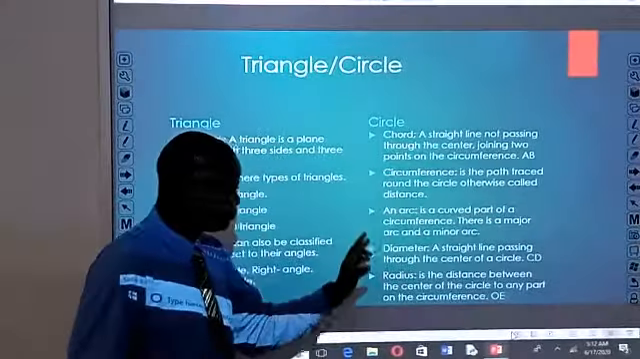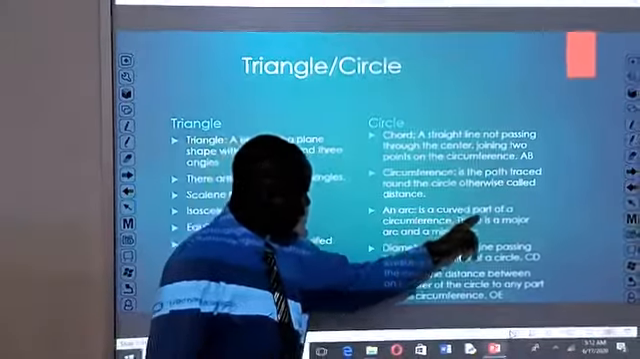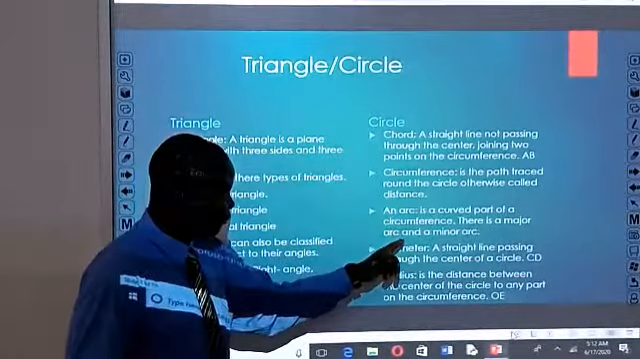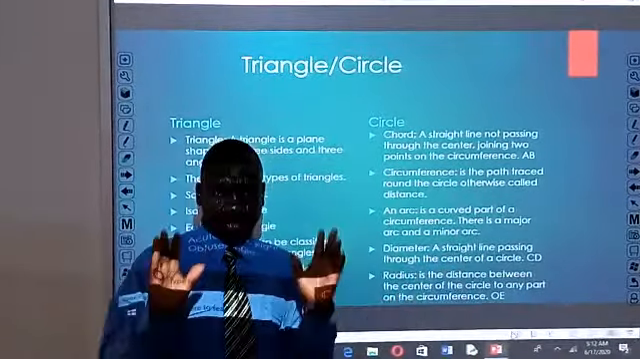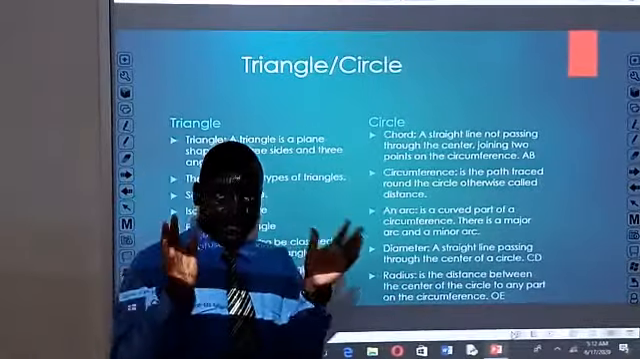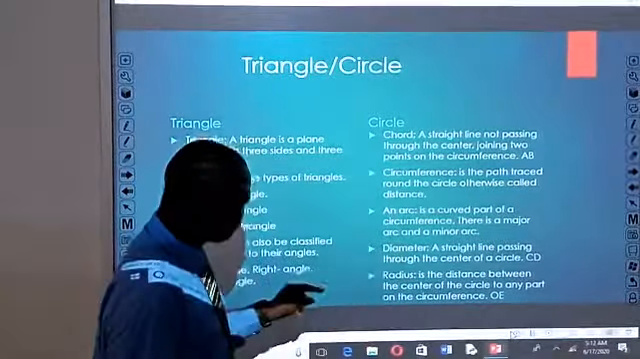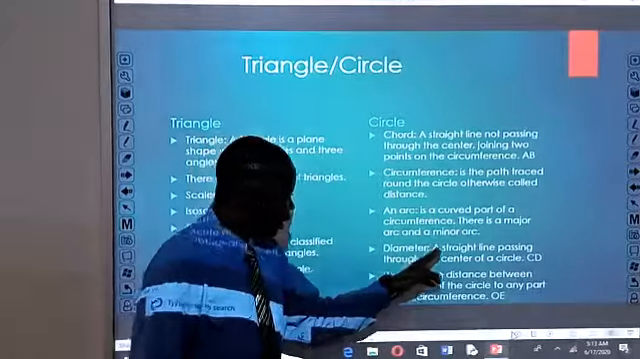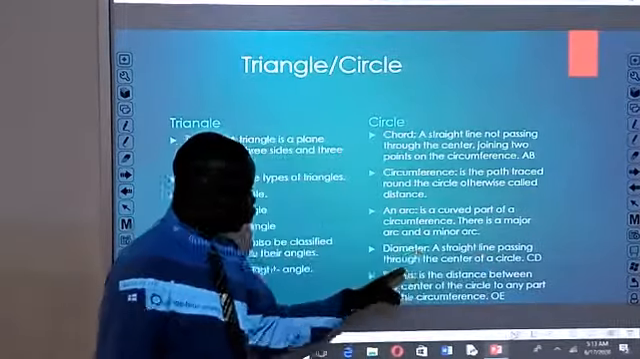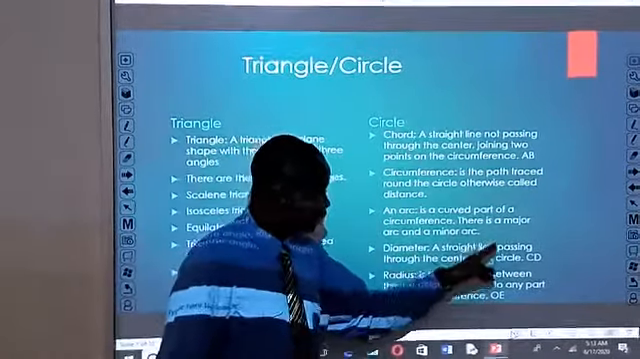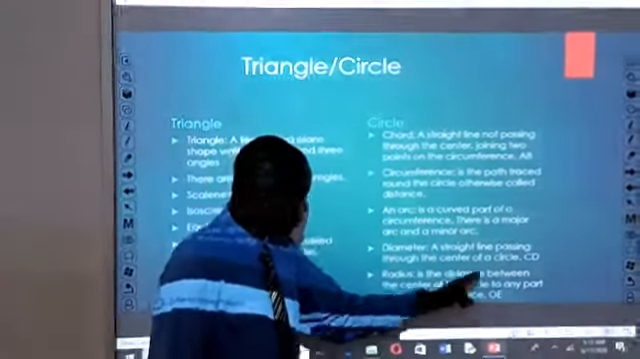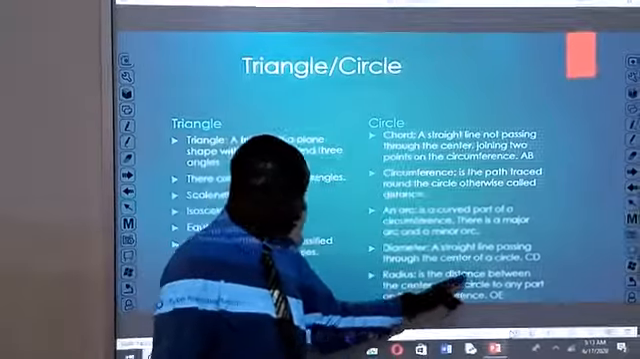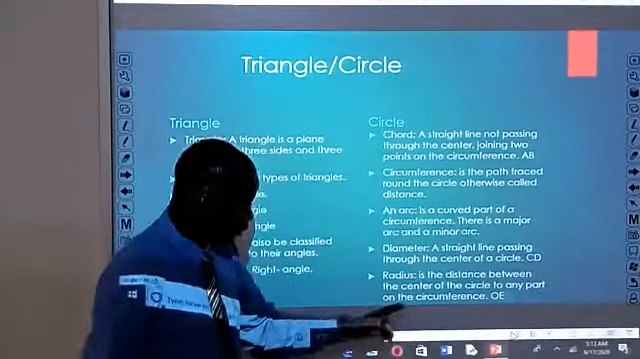Then an arc is what? A curved part of a circumference. There is a major arc and a minor arc. Please don't get worried. I will do the diagram to explain all of this. Diameter is a straight line passing through the center of a circle. Radius is the distance between the center of the circle to any point on the circumference.